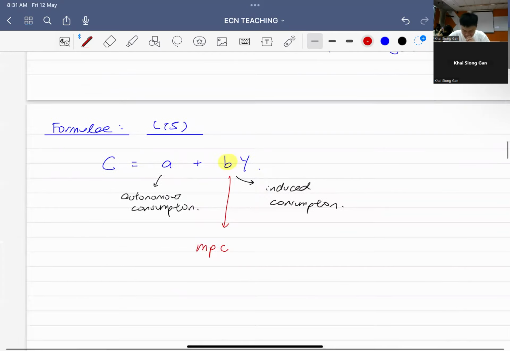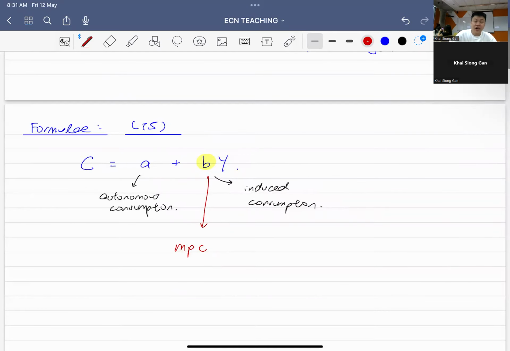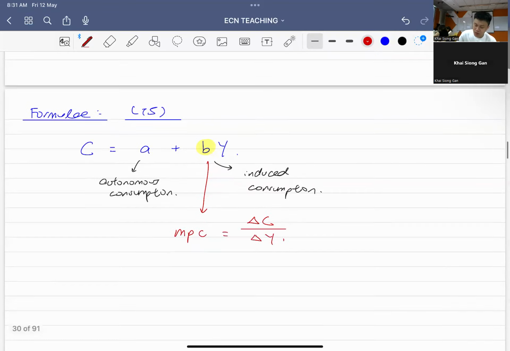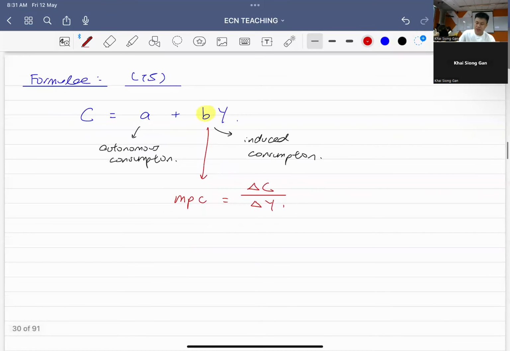Okay. Now I know my B is my marginal propensity to consume already. So this MPC, or marginal propensity to consume, is basically looking into the change in my consumption when there's a change in my income. So I can form this formula, in which marginal propensity to consume is the change in consumption as a proportion of the change in income. Okay, so I can do the question now.